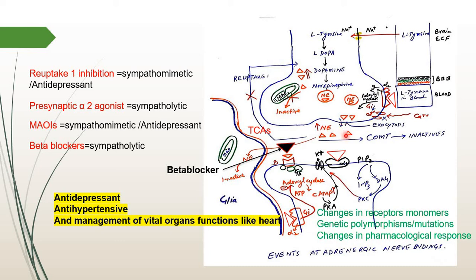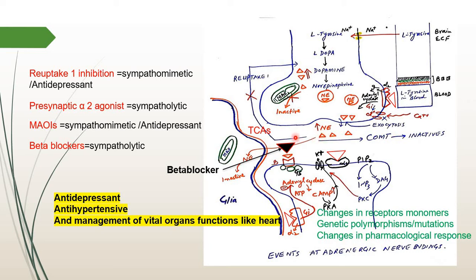Now this norepinephrine has to be regulated. The level of norepinephrine has to be regulated in the synapse. So God is the biggest scientist. He has produced this catechol O-methyl transferase. The structure of norepinephrine and epinephrine has a catechol ring. So norepinephrine, being a catechol, is acted on by catechol O-methyl transferase, and it is converted into inactive metabolites.